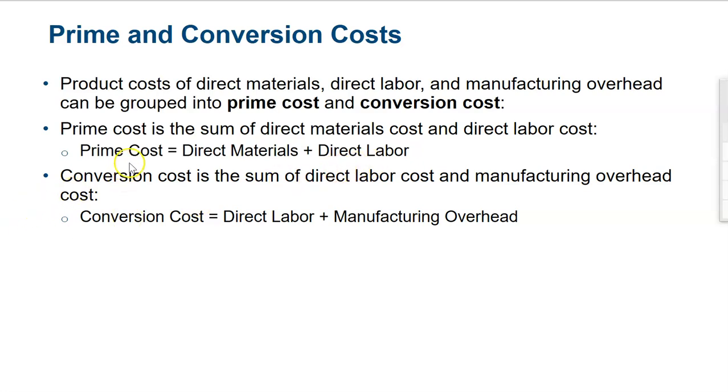So prime costs are going to be direct materials and direct labor. Conversion costs: we're going to convert labor into a product, and then we're going to convert expenses that are otherwise not traceable into a product, and we're going to call these conversion costs. Okay, so remember these items.